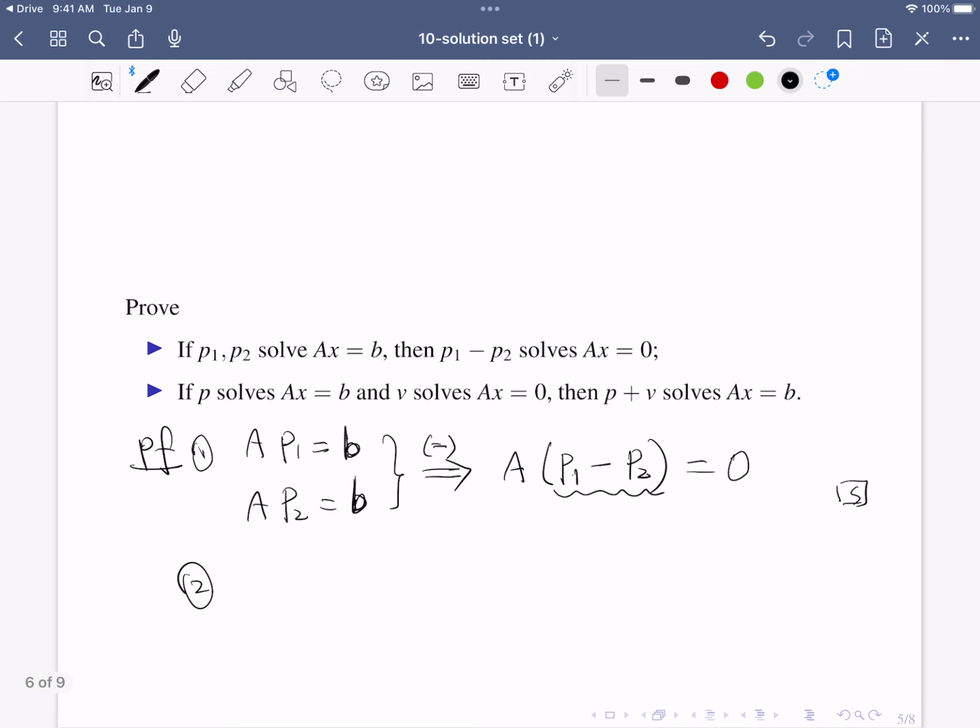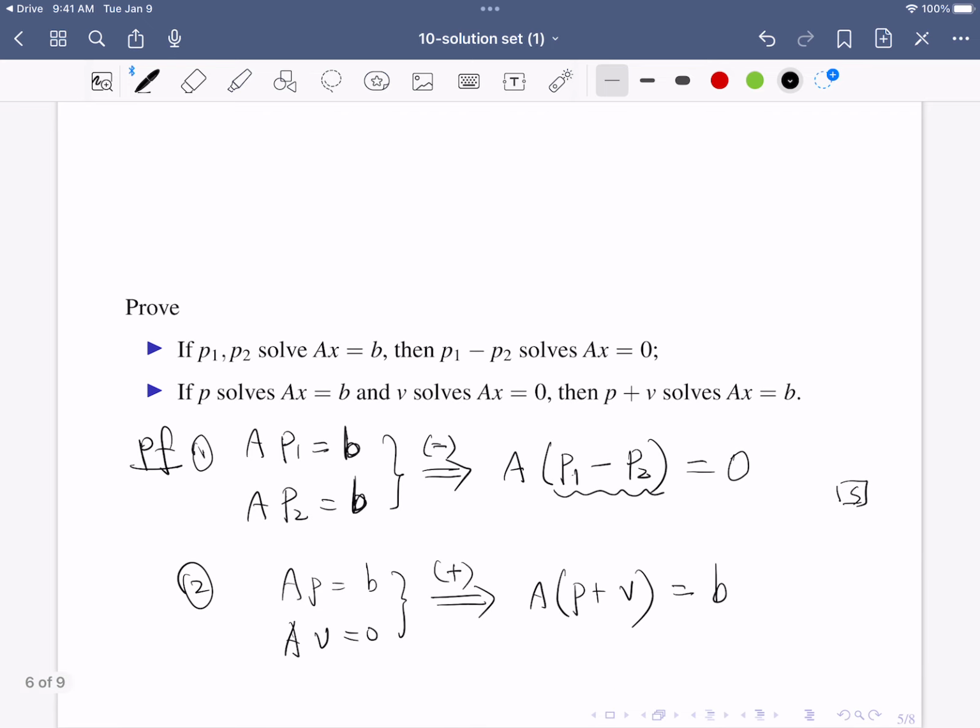Because P solves AX equals B, we can write AP equals B. Now the other one is that V solves AX equals 0, so AV equals 0. This time, to get the conclusion, we add them together. So left hand side plus left hand side gives me A times P plus V, and right hand side is B plus 0, which is B.